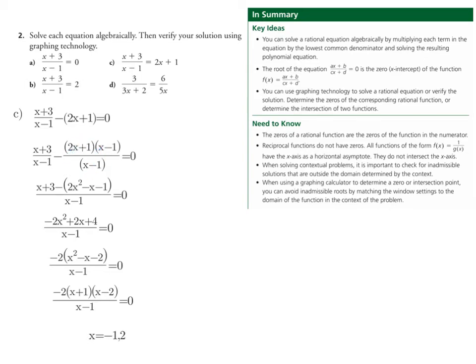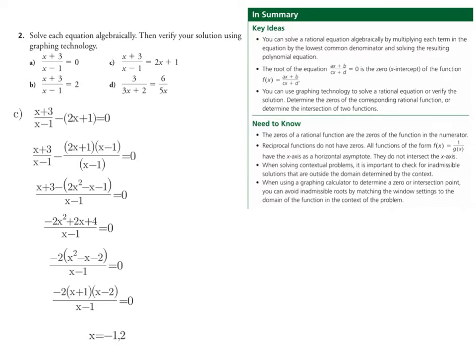So 2x times x is 2x squared. 2x times negative 1 is minus 2x. 1 times x is plus 1x. So you got minus x. And 1 times negative 1 is negative 1. So there you go. I basically did FOIL. I FOILed these two things.